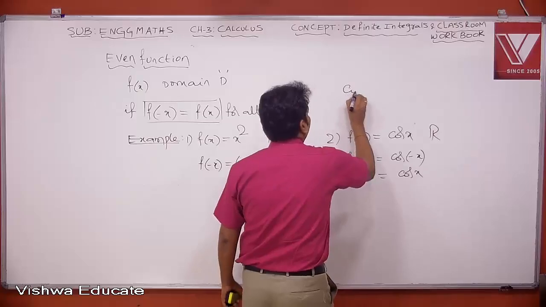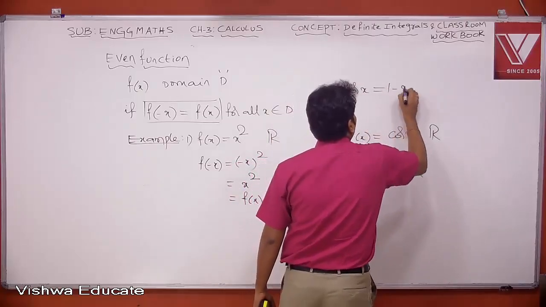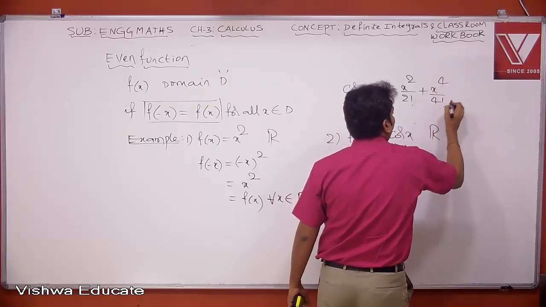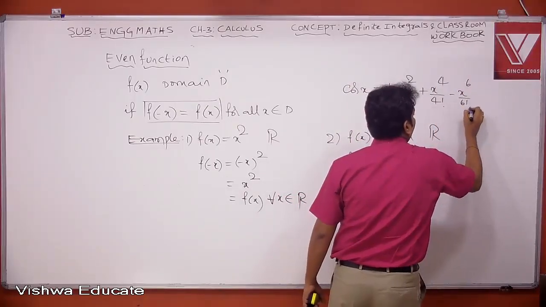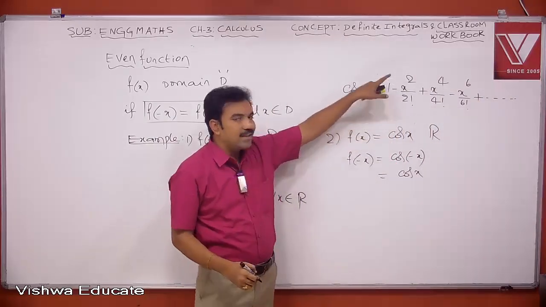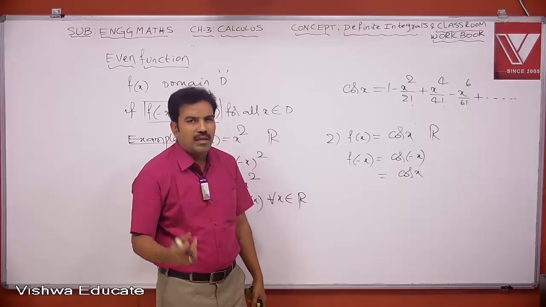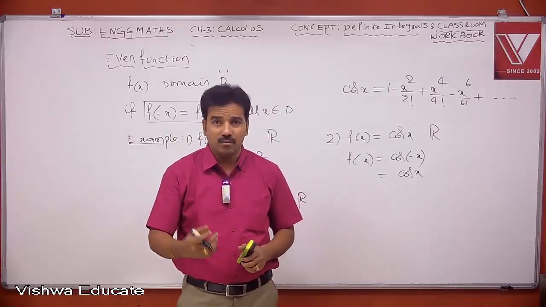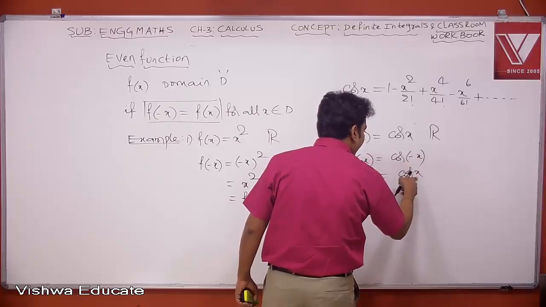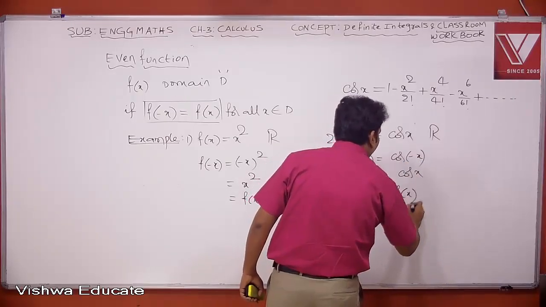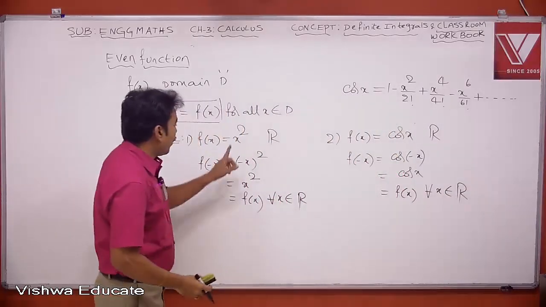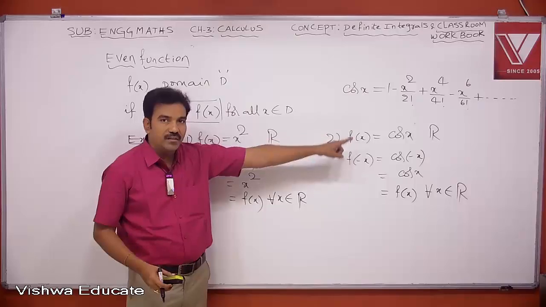See, the series expansion of cos x is this: 1 minus x square by 2 factorial plus x power 4 by 4 factorial minus x power 6 by 6 factorial plus and so on. So therefore, the series expansion of cos x contains only even powers of x. So even when you replace x by minus x, you get back the original quantity. Therefore, in this case, when you replace x by minus x, again you will get cos x. So this is f of x for all x belong to R. Therefore, this is an example of an even function and this is an example of an even function.